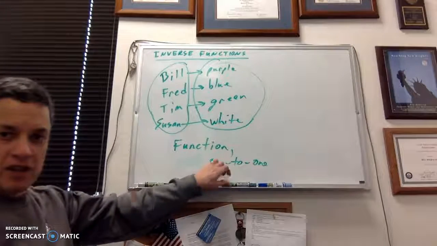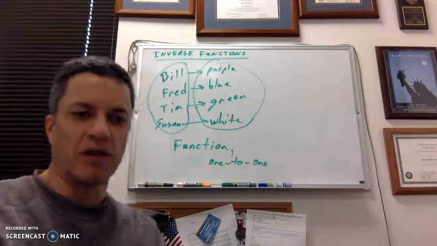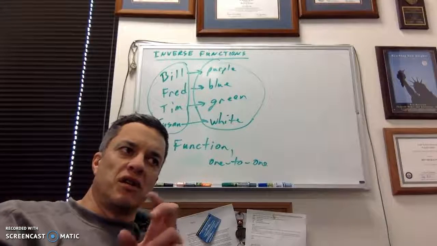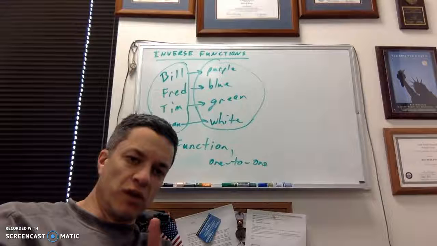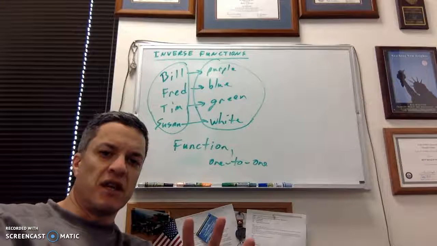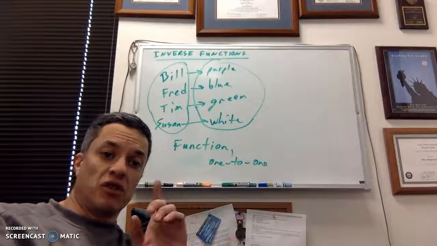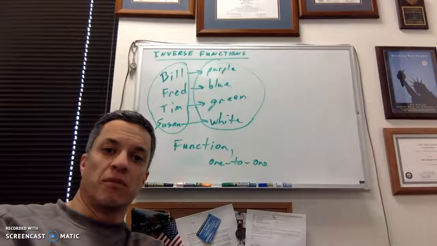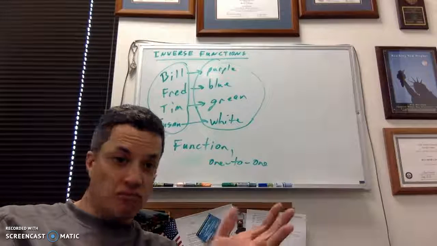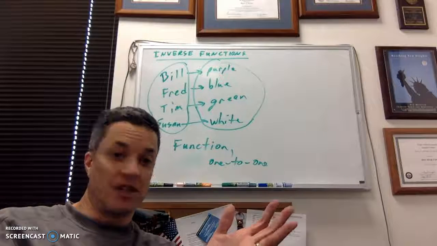So again, a one-to-one function, according to my definition that I described earlier in this video, would be each element of your domain gets used once, which it is. Bill, Fred, and Tim, and Susan are all going to one place. And each element of the range gets used once. Purple, blue, green, white, they're all getting used once. I've got a one-to-one function. That's all there is to it.